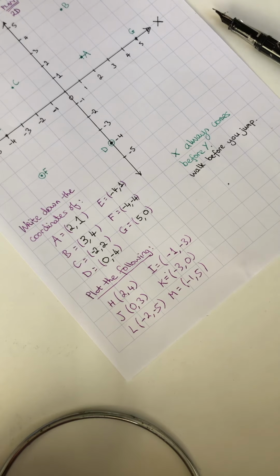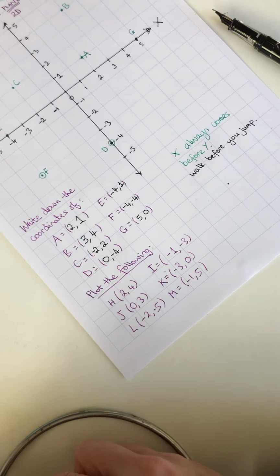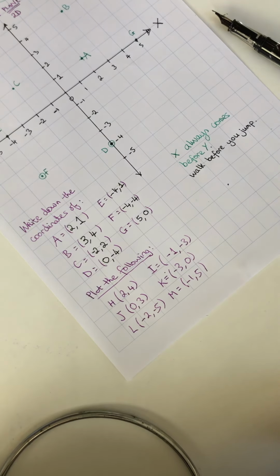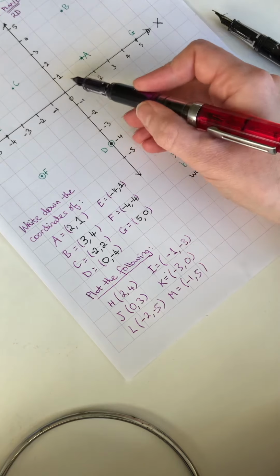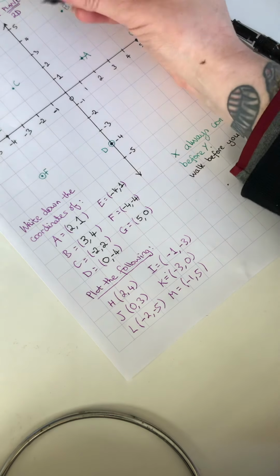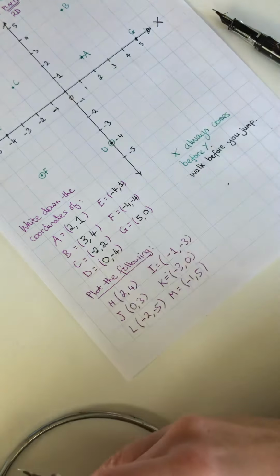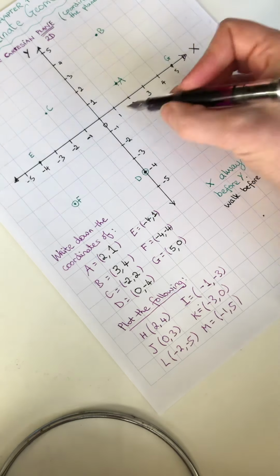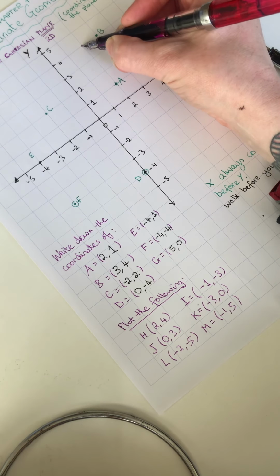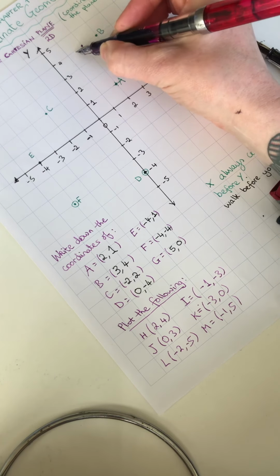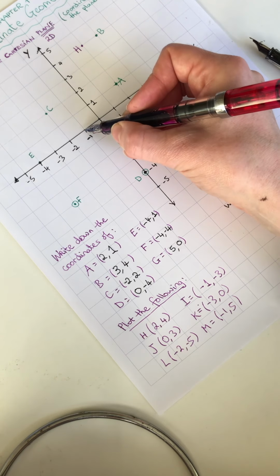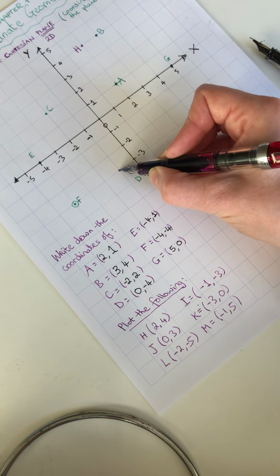Excuse me. So when we're plotting these, we remember we walk before we jump. So the x value always comes first. Plotting H, I walk over 2 spaces and I jump up 4 spaces. So let me just move this. Hopefully you can see this okay. I walk over 2 spaces and I jump up 4 spaces, and that's the point H. You can write the letter anywhere nearby it. I go backwards 1 space and I go down 3 spaces.